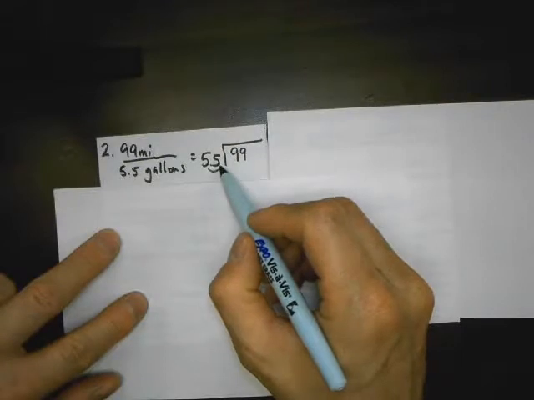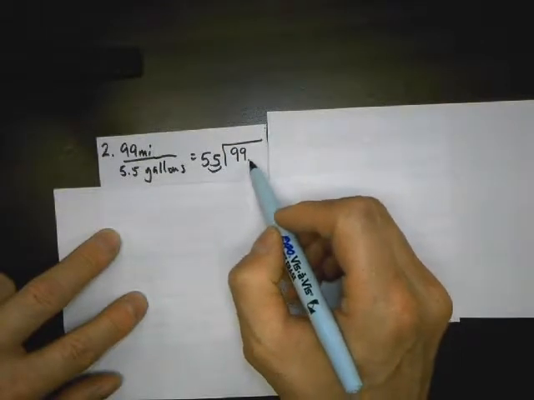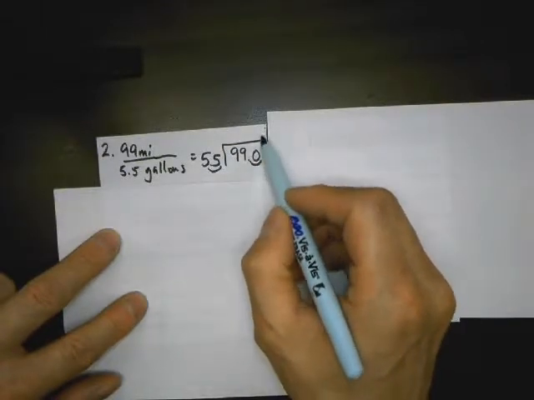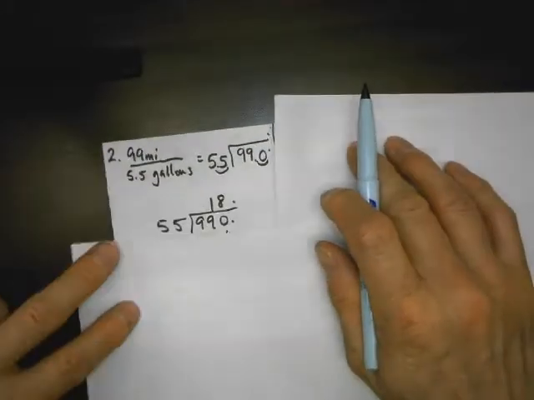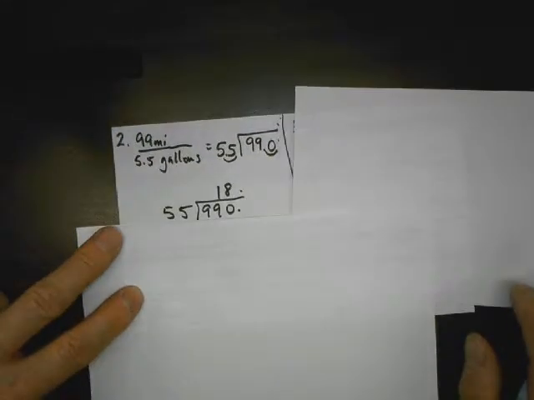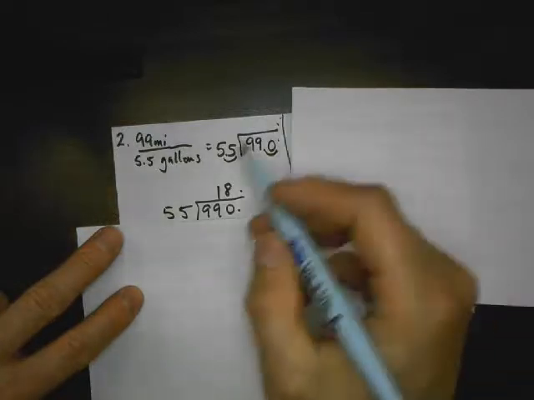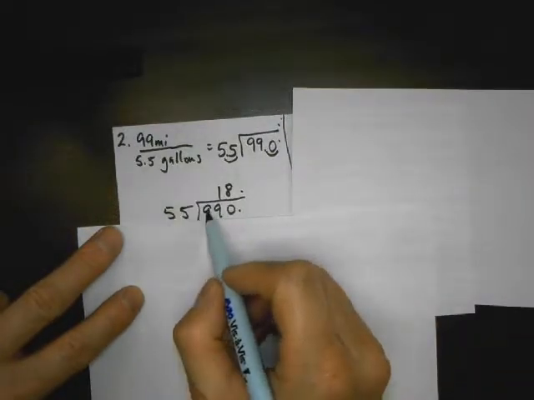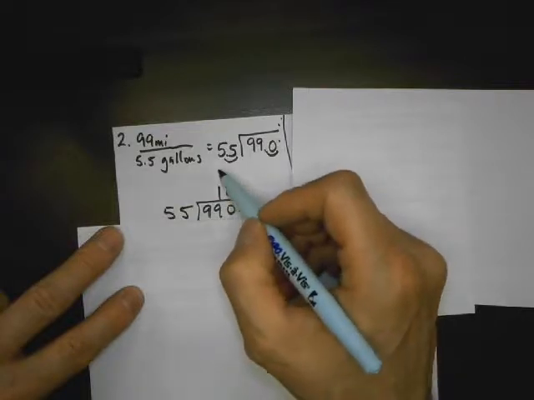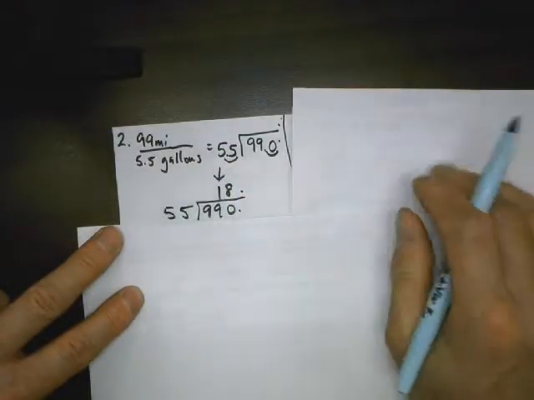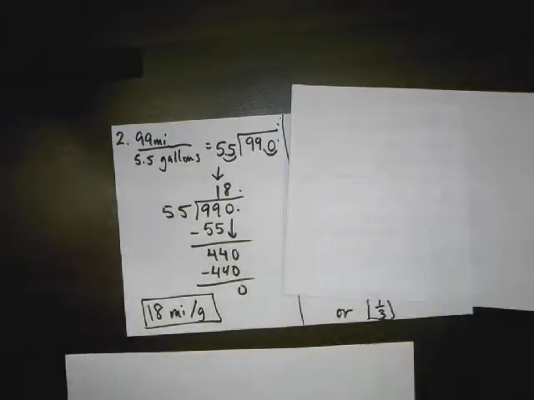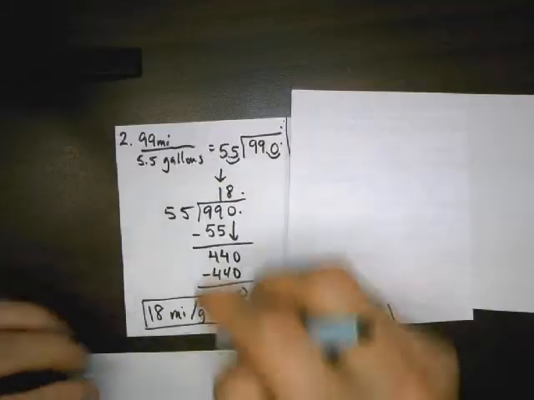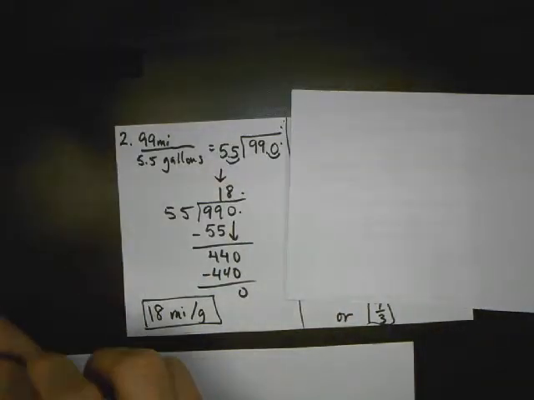Remember, we have to clear the decimal. So the decimal's here at the end, so you have to move it over one time and put it at the top. So now it's like multiplying 990 by 55. And I have to know where to start. 55 doesn't go into 9, it goes into 99, so I have to start right here. As I'm dividing this, I end up getting 18 exactly. And remember, I put miles on top, so it's 18 miles per gallon.